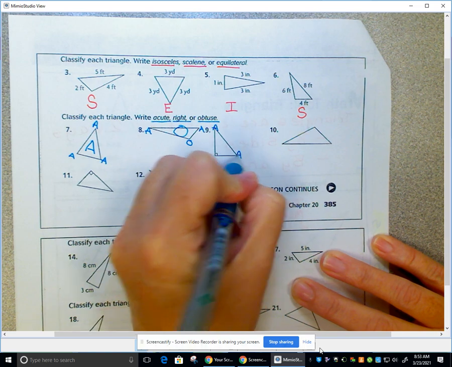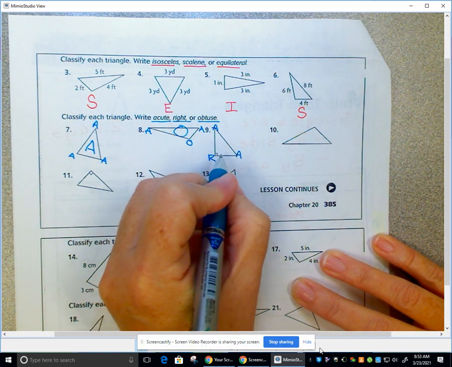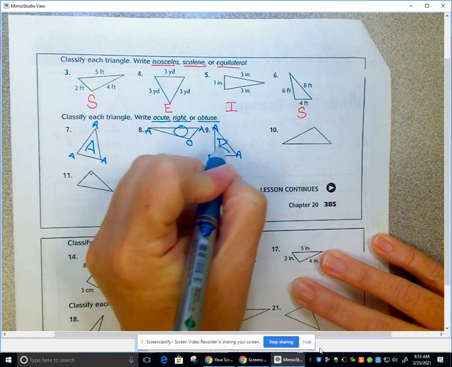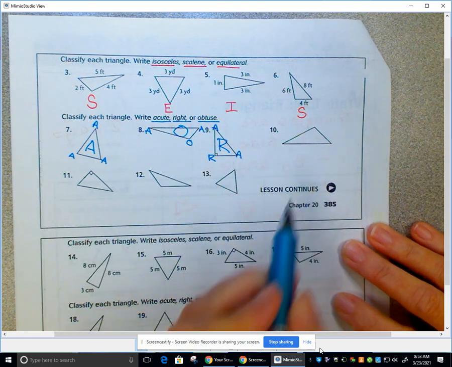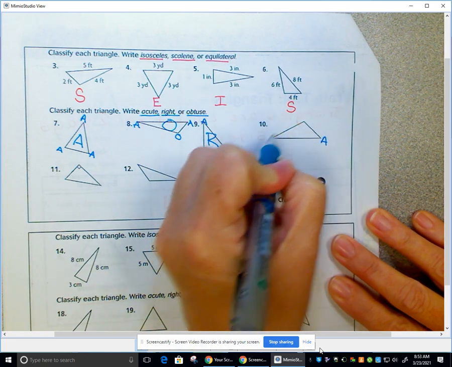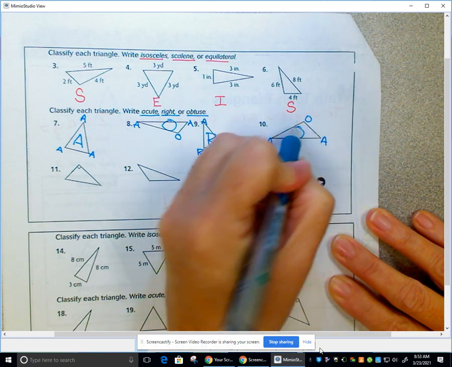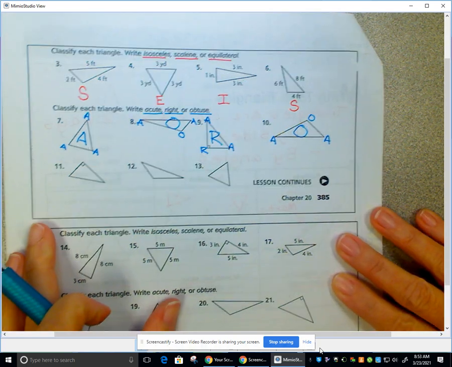Acute, acute, and this is a right angle. So this would be a right triangle. Number 10, acute, acute, obtuse. So we just named it. This is an obtuse triangle.